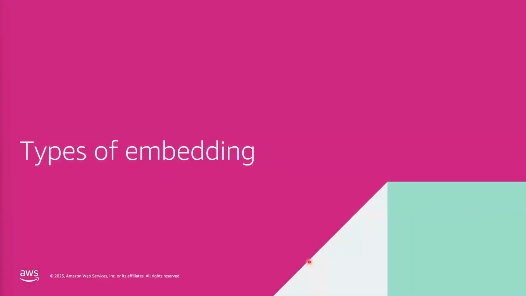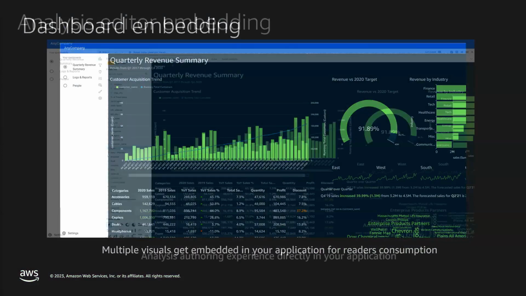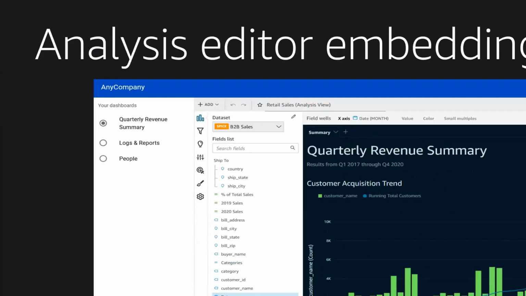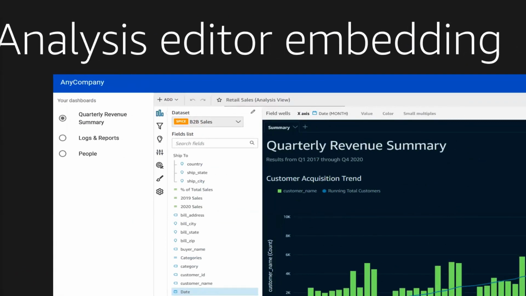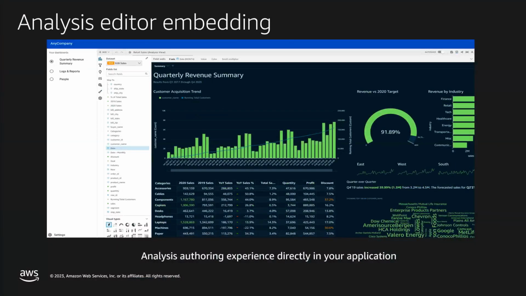This leads us to the next section of our presentation, which is the different types of embedding. We can embed the full dashboard. I mean, it is possible to embed the full dashboard experience. It is not what we are going to cover today, but I wanted to give you an overview of the different embedding options that we have. We can also embed the analysis editor. So in this case, you will see that we are embedding into our website with our branding the full dashboard authoring experience.